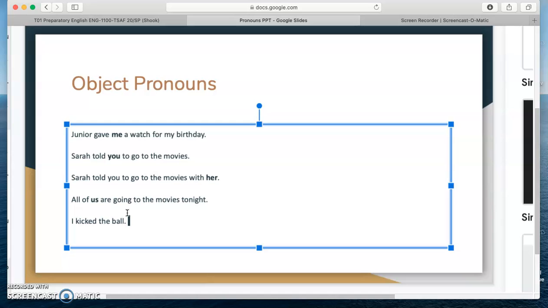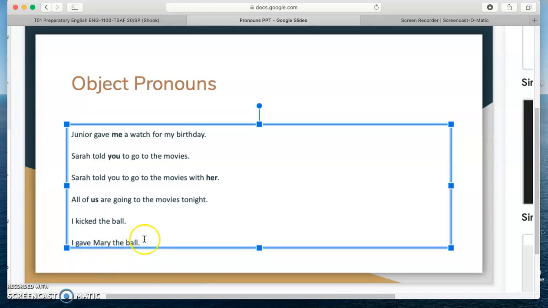Whereas, if I gave Mary the ball, ball is still our direct object because I am giving the ball. The ball is receiving the action of gave. However, Mary is considered the indirect object because she is involved with the direct object, right? She is the recipient of the ball, but as far as our verb gave is concerned, I gave the ball. I gave Mary a ball.